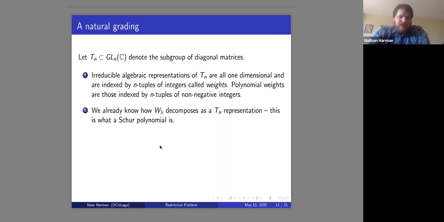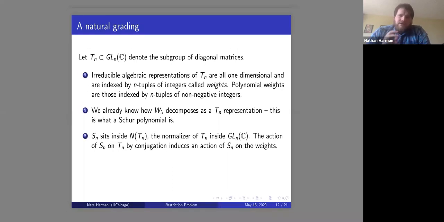All right. Why would I talk about this in this talk where I care about the symmetric group? Well, the symmetric group sits inside the normalizer of this torus, right? If I conjugate a diagonal matrix, I get another diagonal matrix. And in particular, having an action on a group by outer automorphisms induces an action on its representations. In this case, Sn acts on the weights in the obvious way. If you have an n-tuple and you act on it by an element of Sn, it just permutes the entries of the n-tuple.